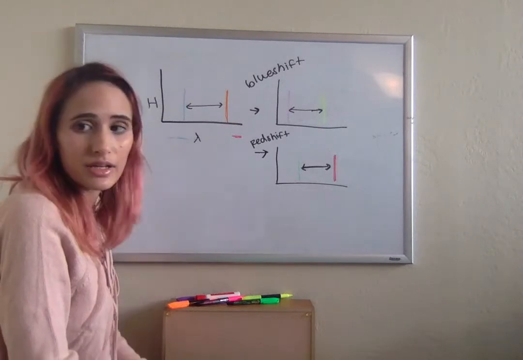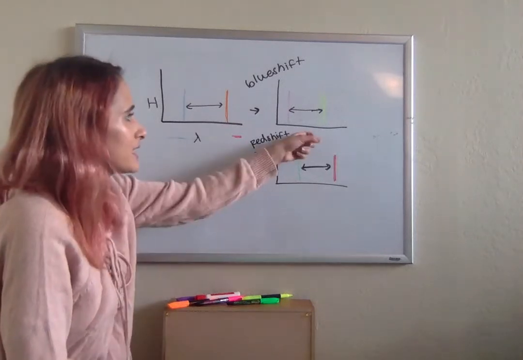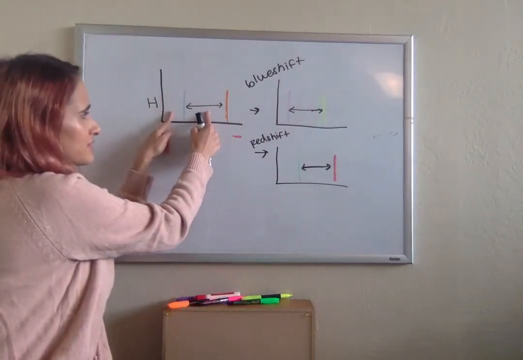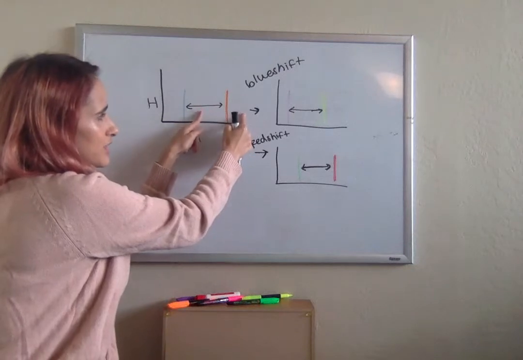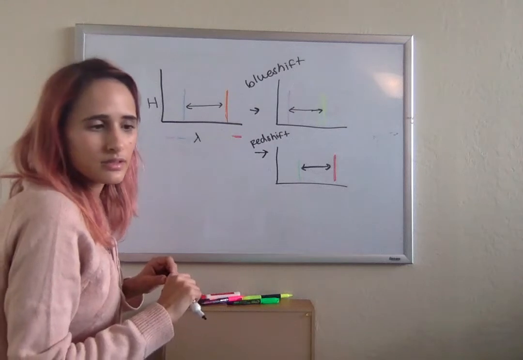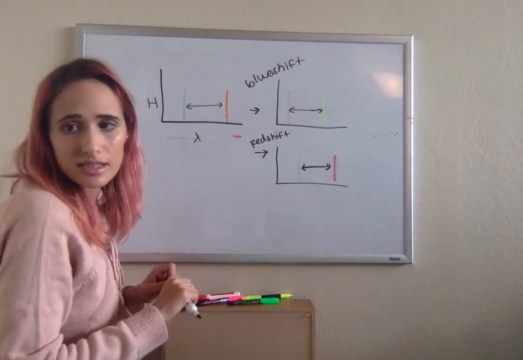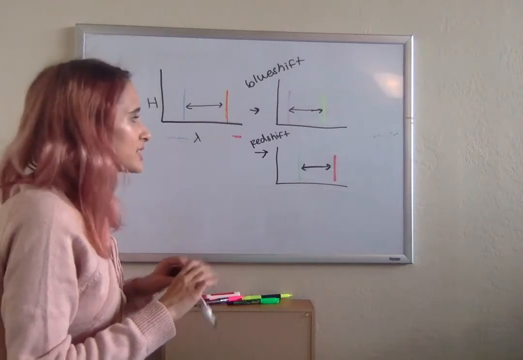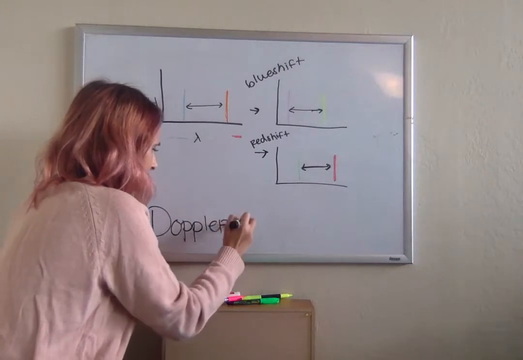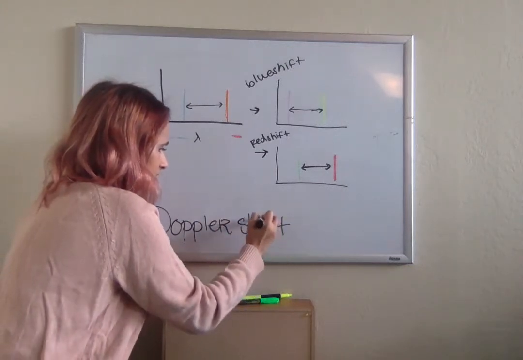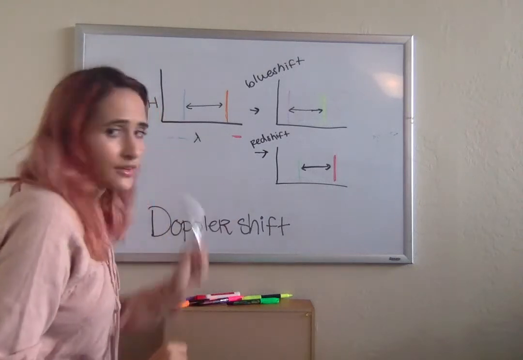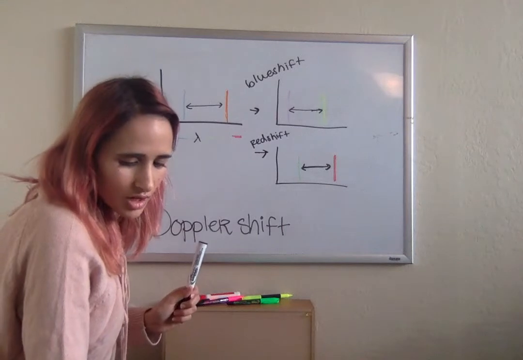If it gets shifted towards this side, if these move this way, that's a blue shift. If these move this way, that's a red shift. Blue shift is moving towards us, red shift is moving away from us, right? So that is how we tell velocities, from this Doppler shift. Okay, so once we figured all this out, we could measure velocities of stuff, of other galaxies even.